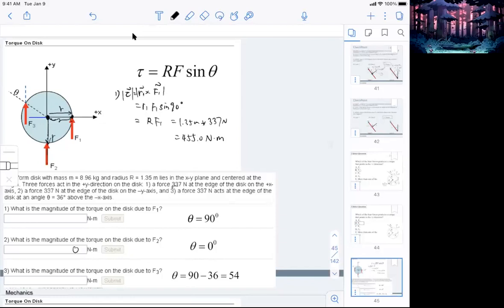What is the magnitude of torque of F3? F3 is here. This is where the force is applied. This is your center of rotation, and again, R is from your axis of rotation to where your force is being applied. So this is R3. The angle between F3 and R3 is this angle, and this angle is 54 degrees.